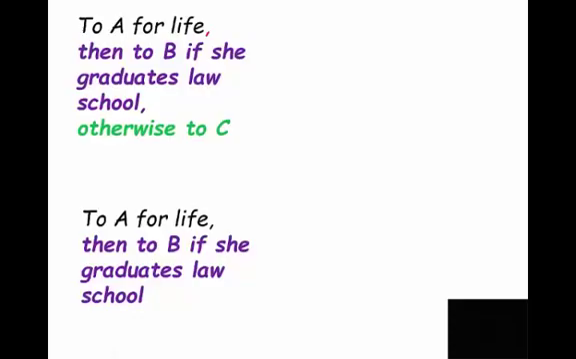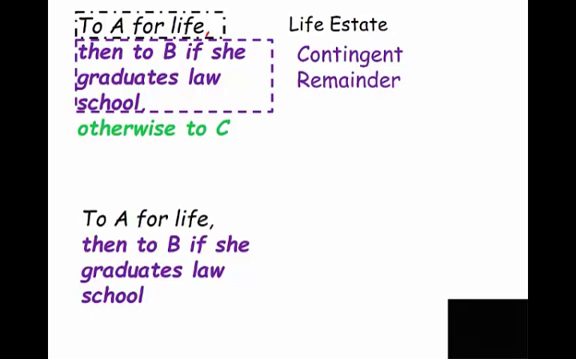Before we talk about executory interest, let's just do a quick review of remainders, of contingent remainders. So here we have a grant to A for life, then to B if she graduates law school, otherwise to C. So what does this create? This creates a life estate in A. Then B has a contingent remainder.